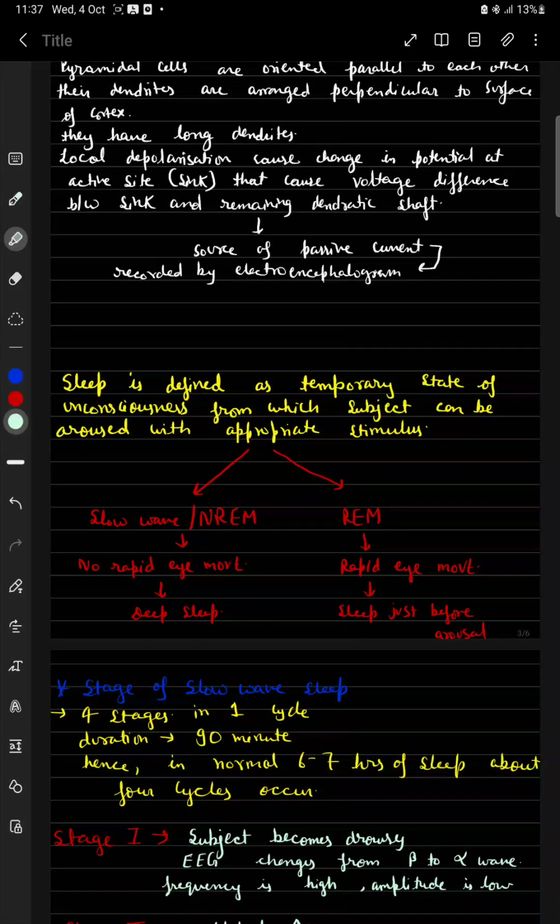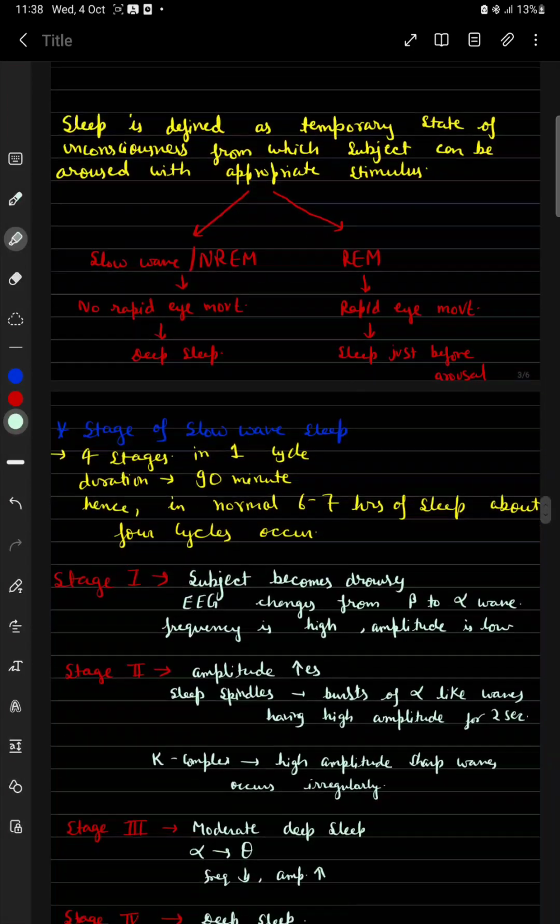Slow wave is also known as NREM, that is non-rapid eye movement sleep, and REM is rapid eye movement sleep. In rapid eye movement sleep, the eyeball will move while sleeping. This is the time just before the arousal. And the non-REM, in which no eye movement will occur, this is the state when the person is in deep sleep. Now dreams occur in rapid eye movement sleep.